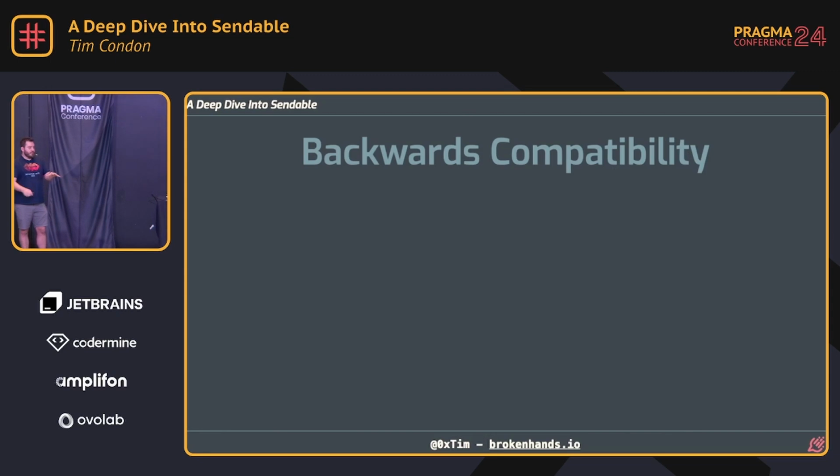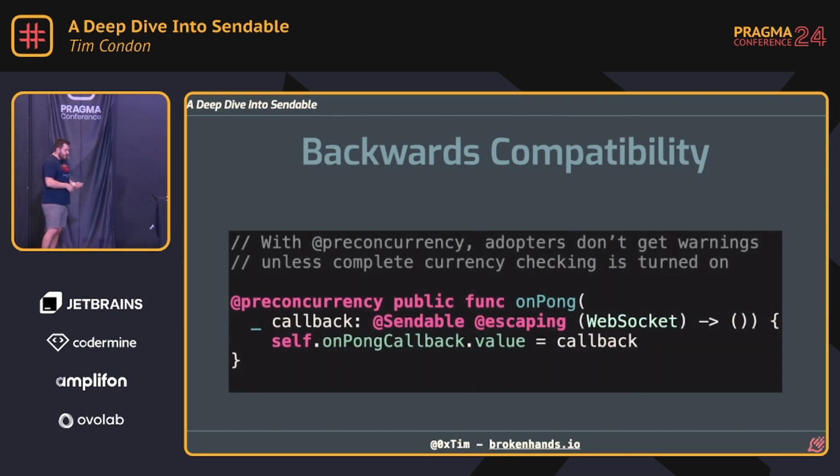So there are a number of tricks you can use to write backwards compatible APIs and adopt sendability. If you have functions that take closures and you want to mark these closures as @Sendable, this will all of a sudden produce loads of warnings for everyone using your closures if they're not doing it properly. You can use the @preconcurrency annotation on a function, and this will silence a lot of those warnings unless they opt into strict concurrency checking, which is a really nice way of adding sendable closures without breaking all your clients' code.